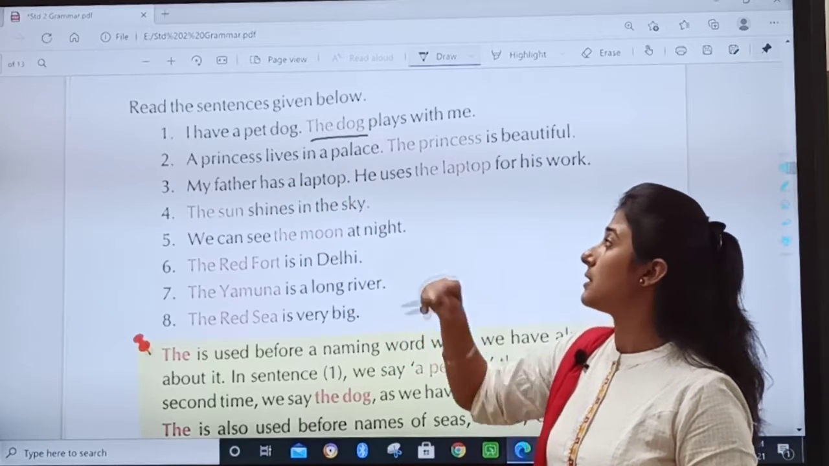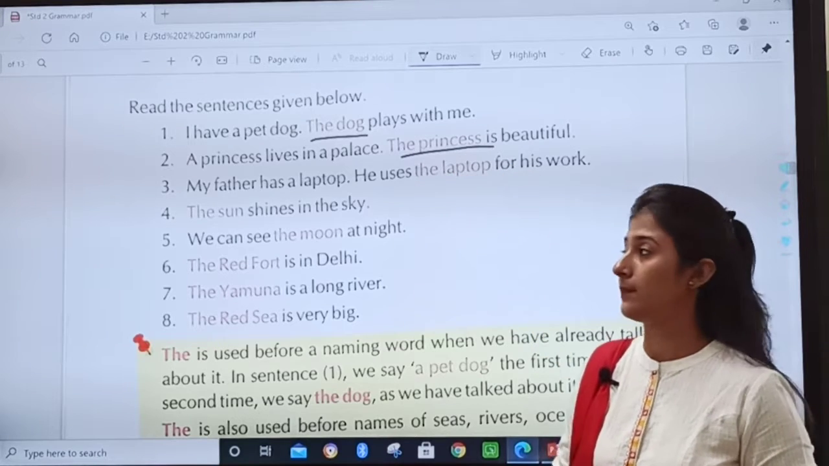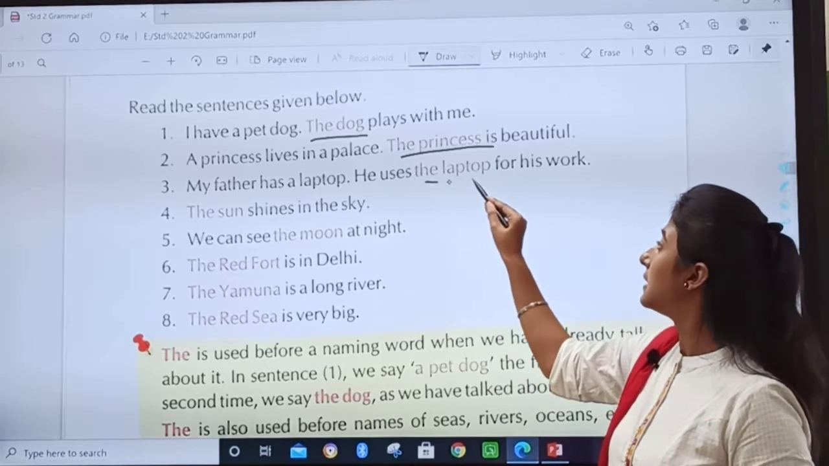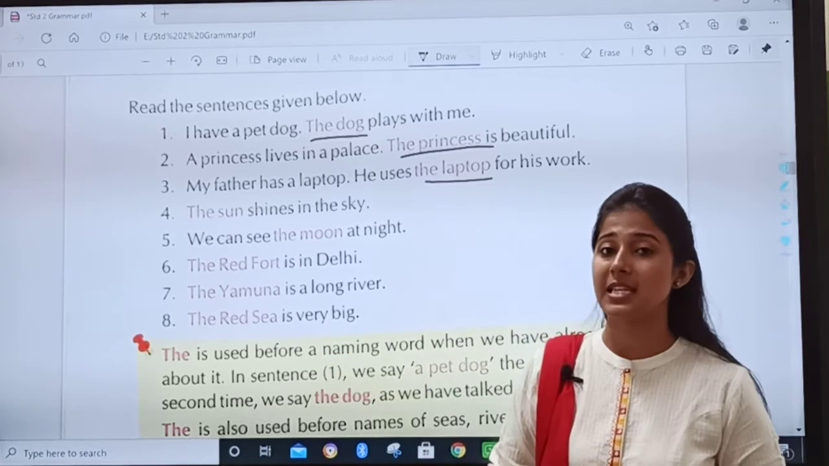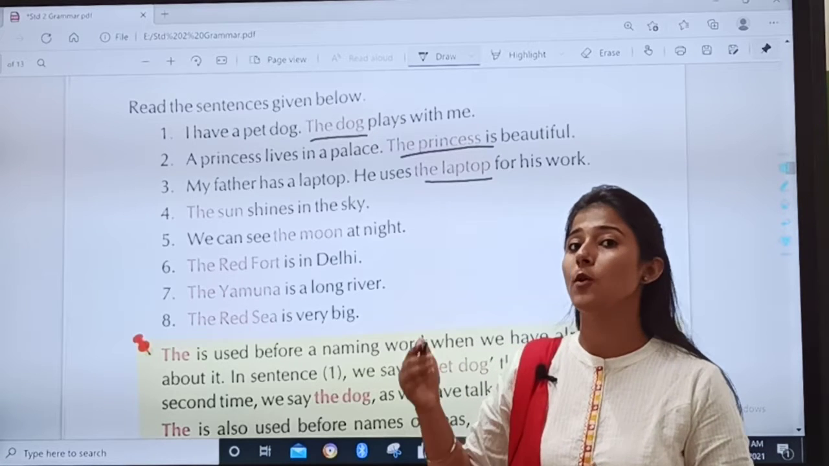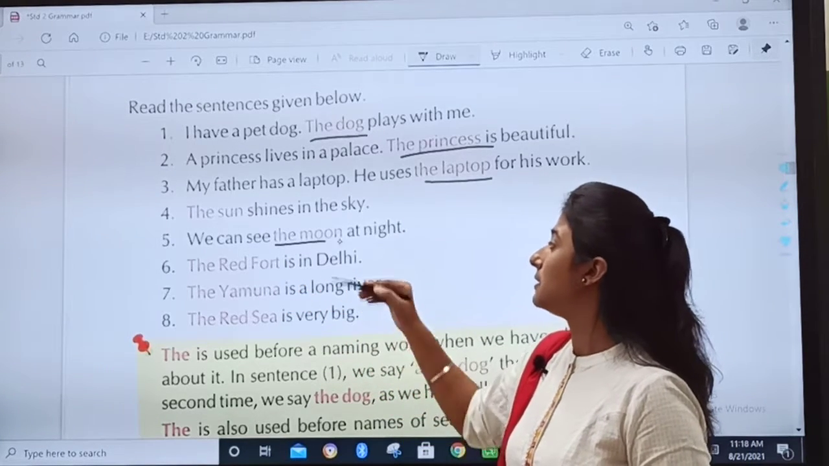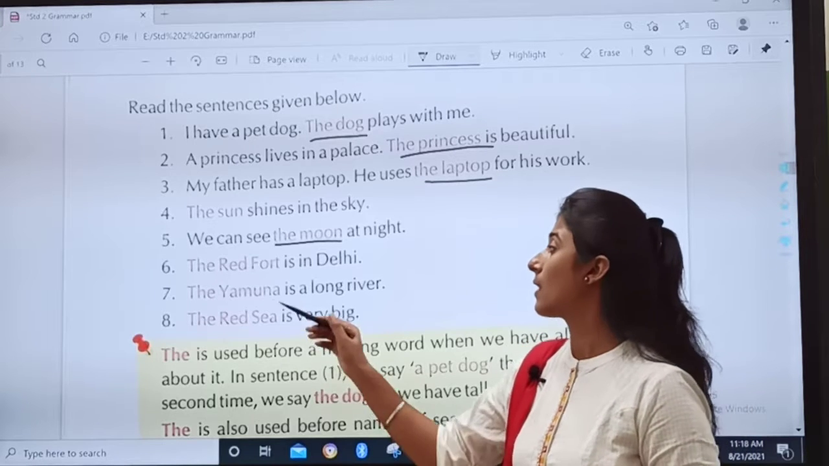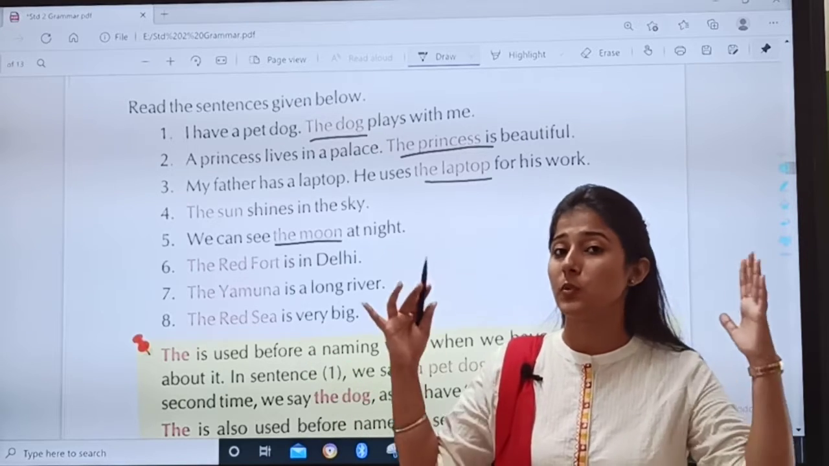A princess lives in a palace. The princess is beautiful. My father has a laptop. He uses the laptop for his work. The sun shines in the sky. Just now listen to these sentences. Then I will tell you why we have inserted the here. Okay. We can see the moon at night. The Red Fort is in Delhi. The Yamuna is a long river. The Red Sea is very big.